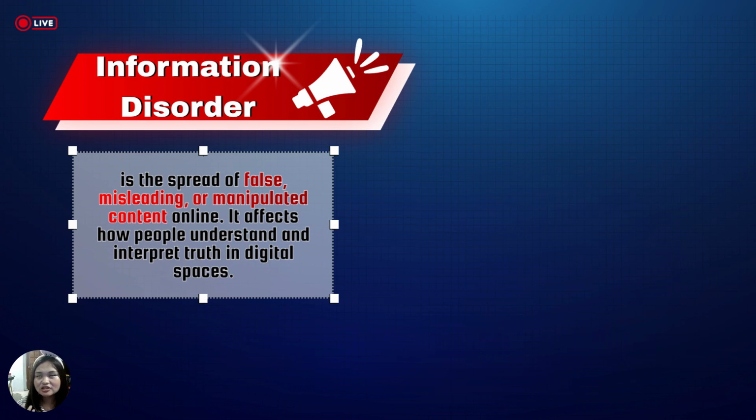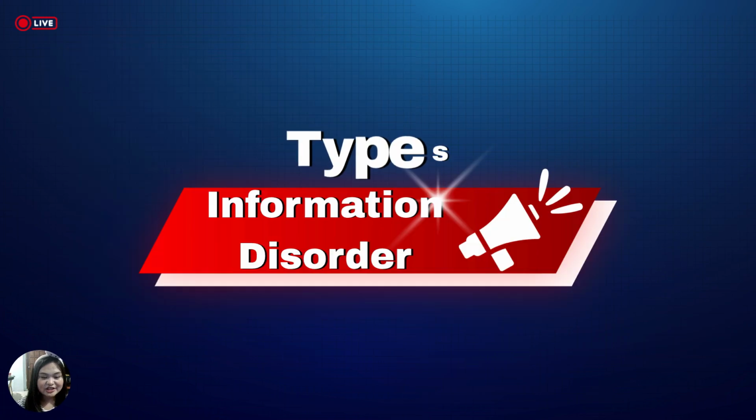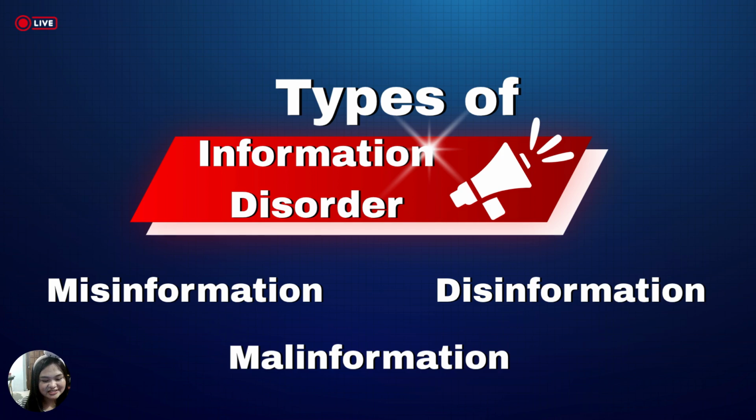So, because today we live in a digital generation where information travels extremely fast, right? With just one click, a post can be shared thousands of times within minutes. Because of this speed, many people react emotionally first before checking whether the information is actually true. So now that we know the information disorder, let's go with its types. Now, there are three types of information disorder, which is the misinformation, disinformation, and malinformation.